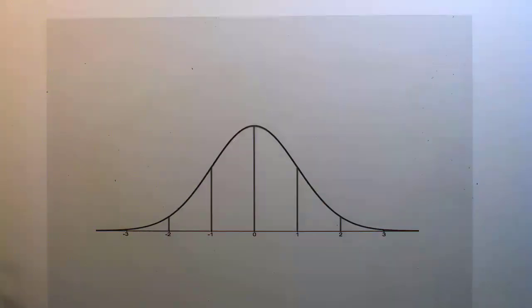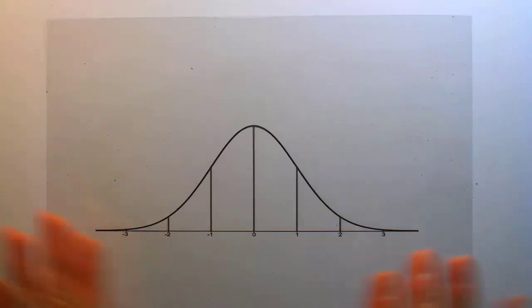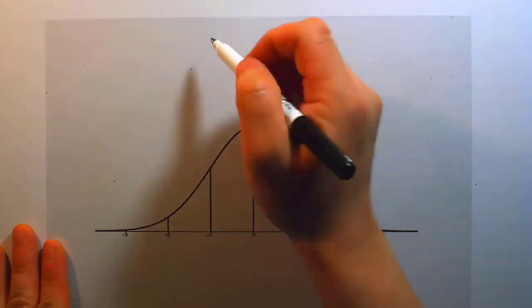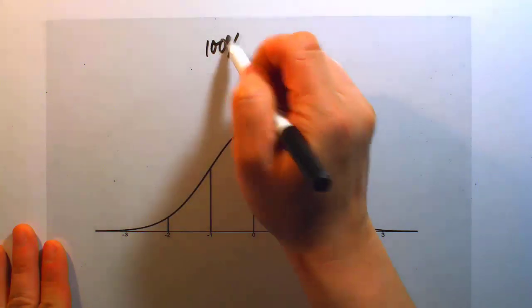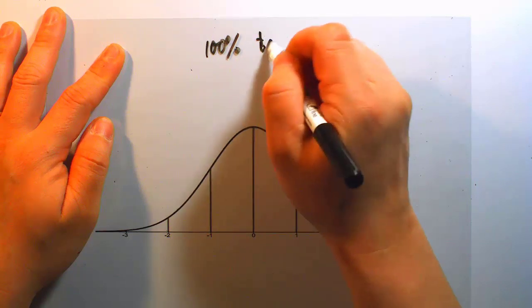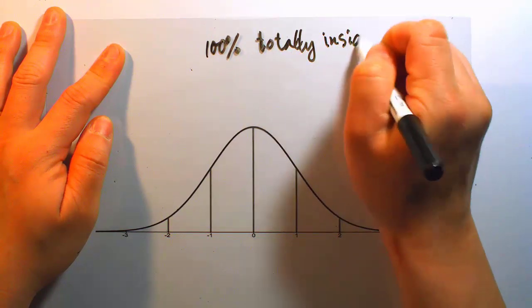All right, and so now we're ready to make a final conclusion of all of these right here. The entire bell curve is supposedly 100%. So 100% of data totally inside. So keep that in mind.